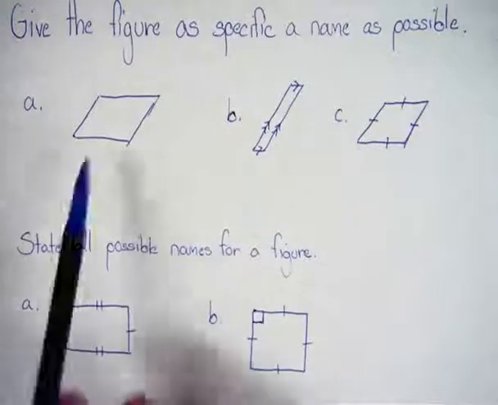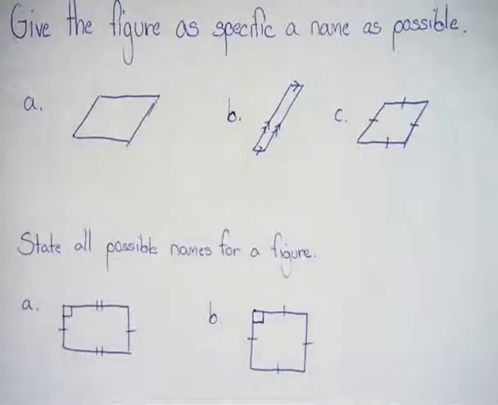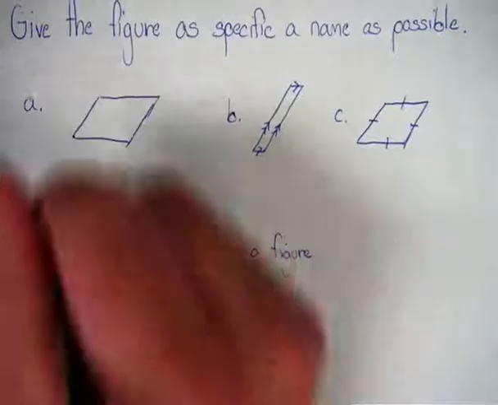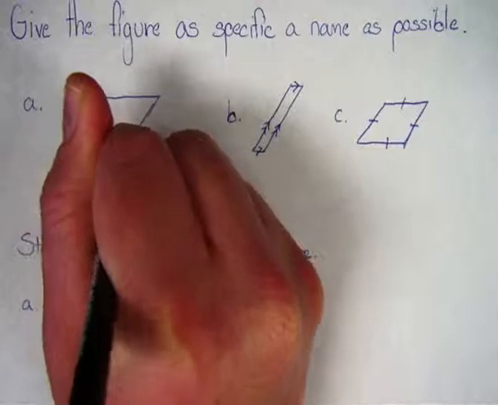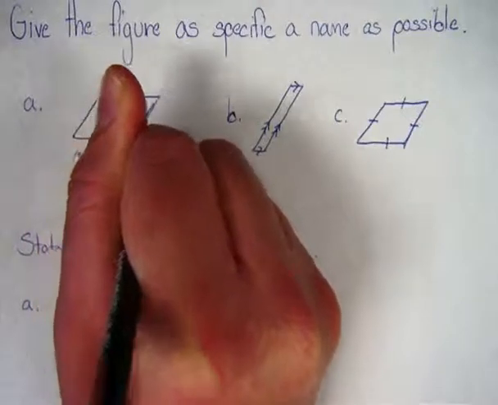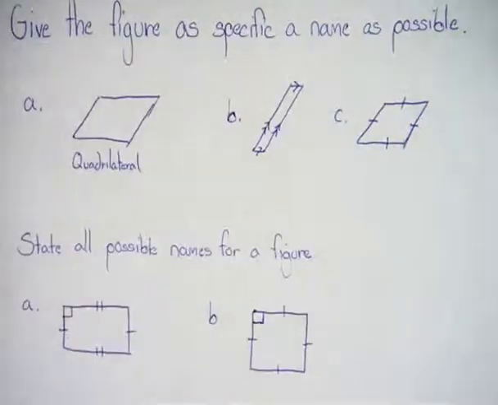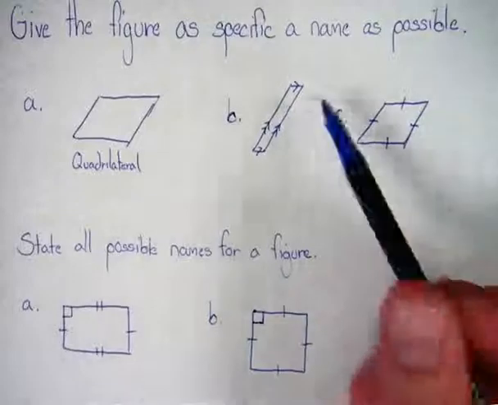All we know for sure is that this has 4 sides, and we don't really know anything else, so we can't say anything else. So the best we can say about this one is that it is a quadrilateral. It does indeed have 4 sides, but that's really all we can say about it. There's nothing else. So now we look at B.